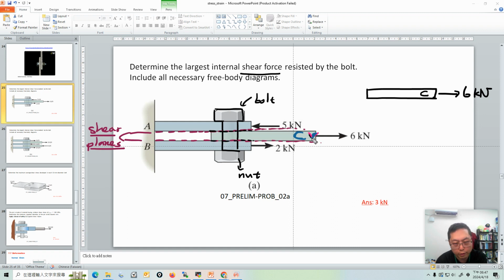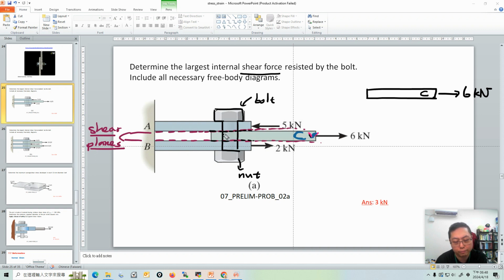So when you are pulling C to the right, in this part of C, it will experience, or be subject to, friction from A and B. So A and B will create a friction force on C.